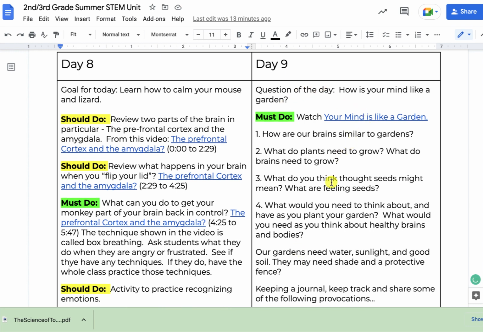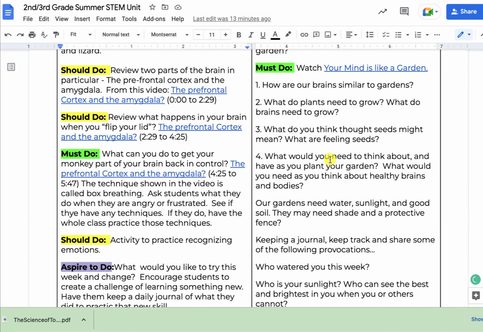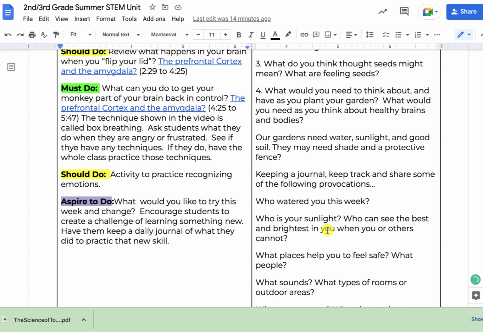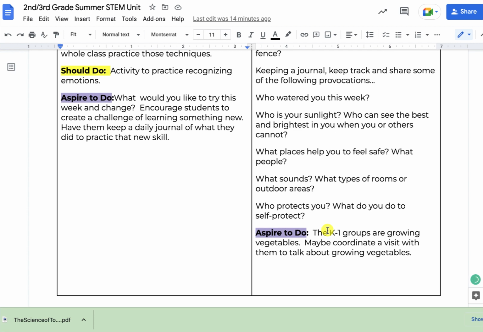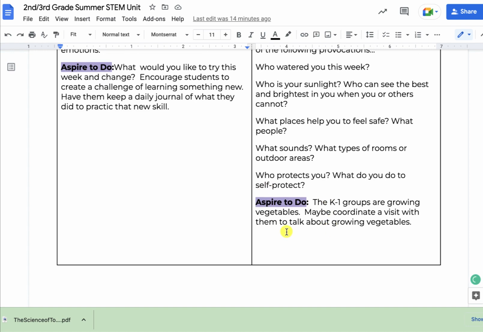Is your mind like a garden? What are the things that you need for your brain garden to grow? Is it water? Water is actually something. Sleep is something. Who are the people that help to nourish your garden, things like that. FYI, the first and second grade, the K1 students are actually growing little plants. So this might be a cool thing to go visit them and see the plants they're growing, and then maybe have the second and third graders talk about how they're learning about emotions and how that's similar to growing plants. Up to you, but that's an option. That's the Aspire to Do down here.